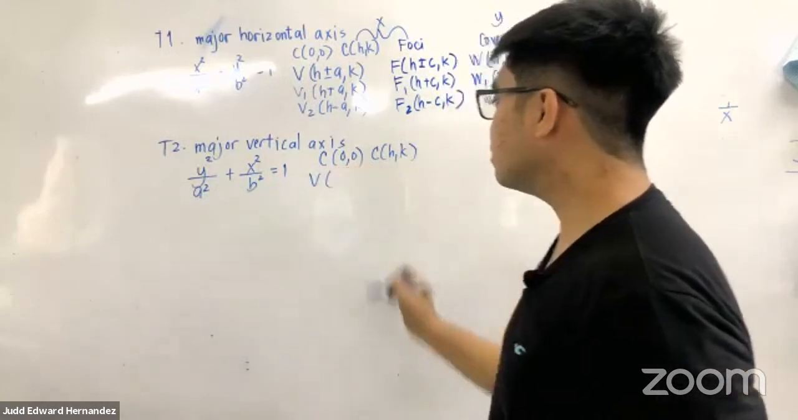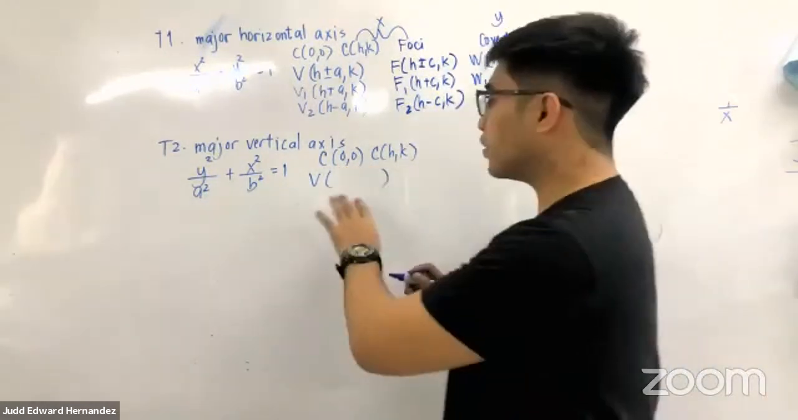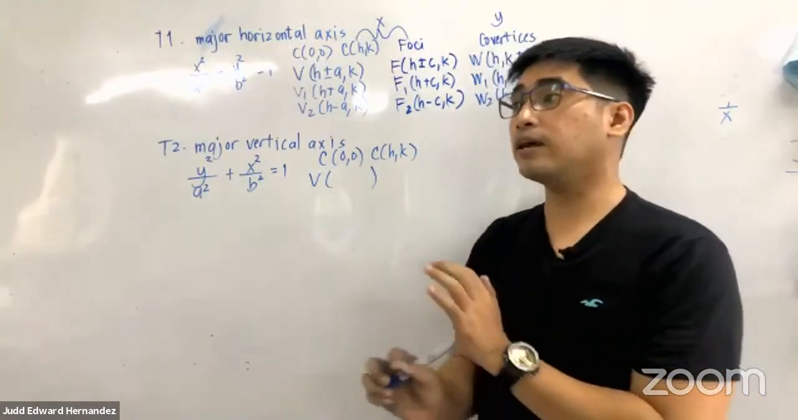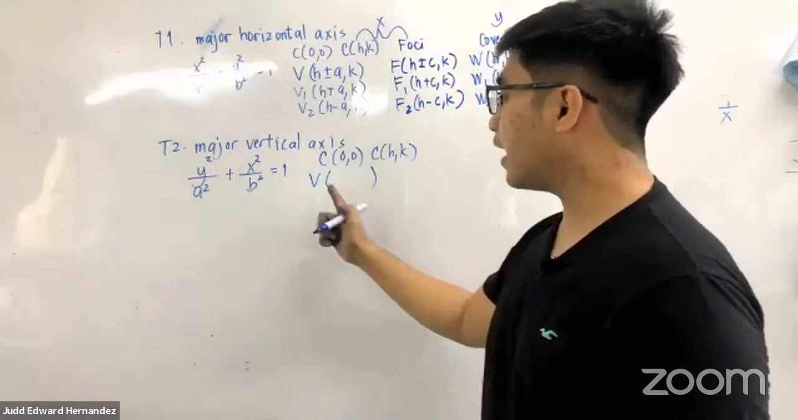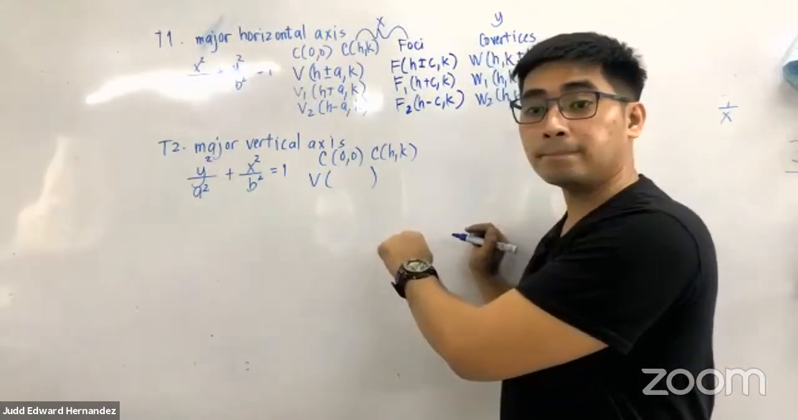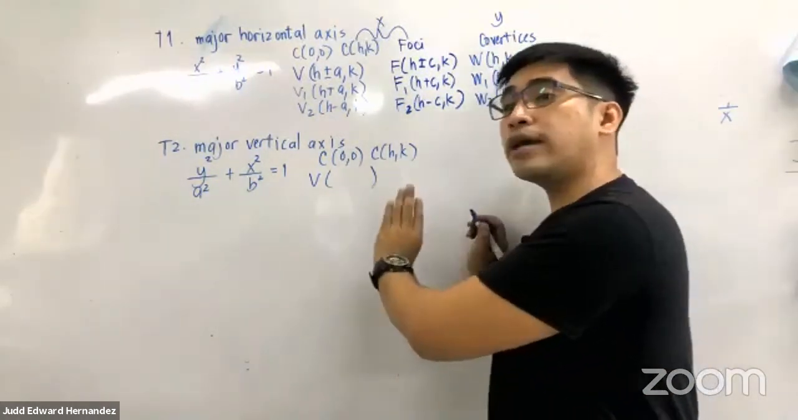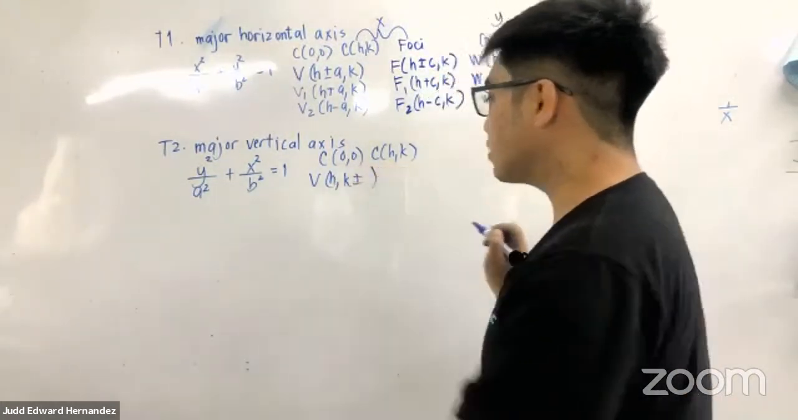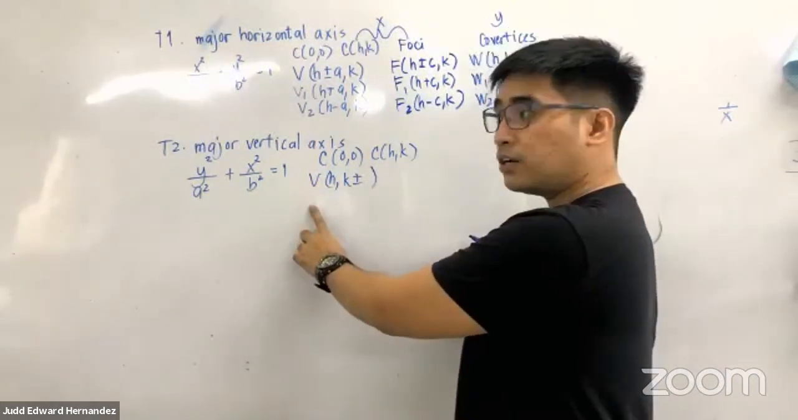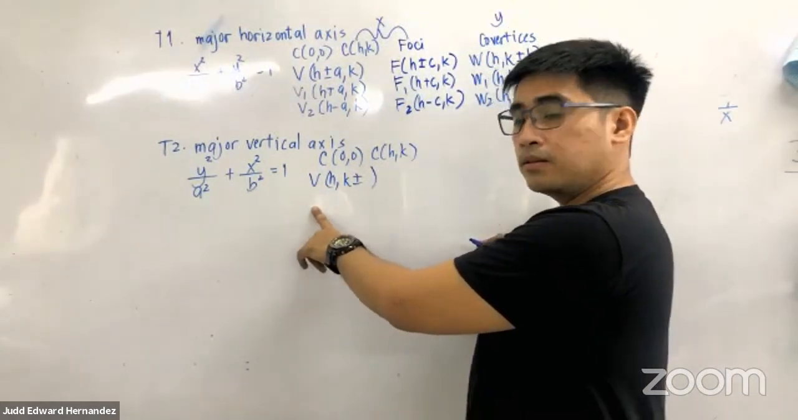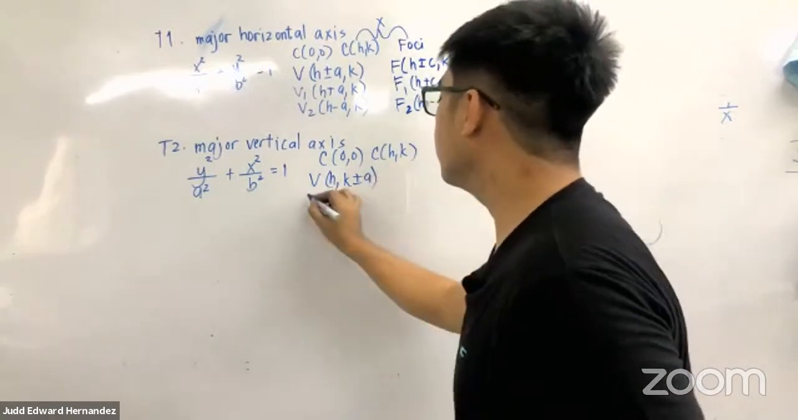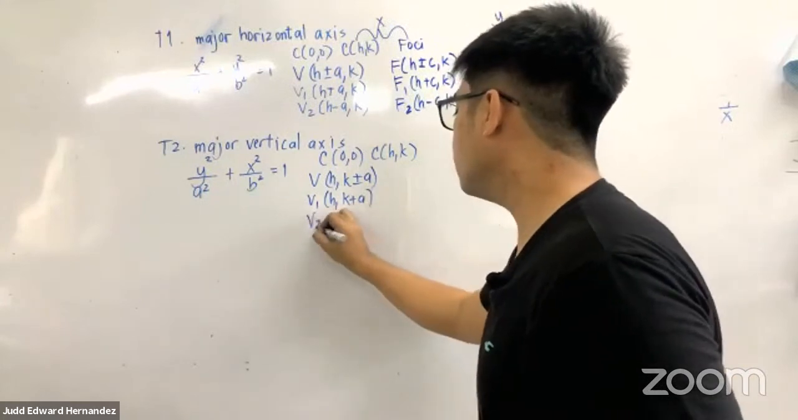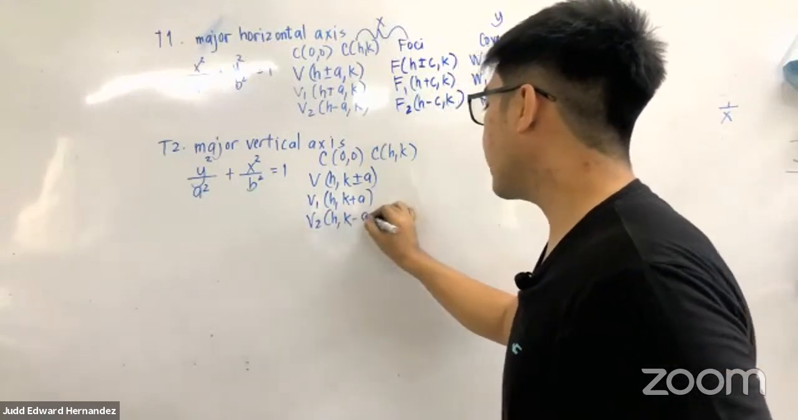And the vertices would be, okay guys, kung major vertical, dun sa vertices, anong gagalawin na natin ngayon na formula? Anong gagalawin na natin ngayon na coordinate? Is it the x or the y? Y po. Okay, yung y naman ngayon yung magpapalit. So this becomes H, K plus minus. Ano nga yung kapartner ni V? A po. So this becomes A. Therefore, our V1 would be H, K plus A. And our V2 would be H, K minus A.